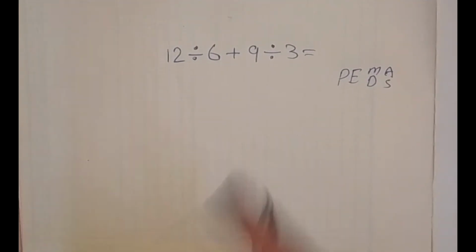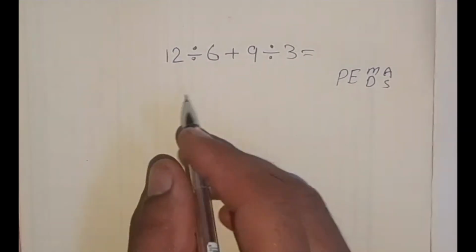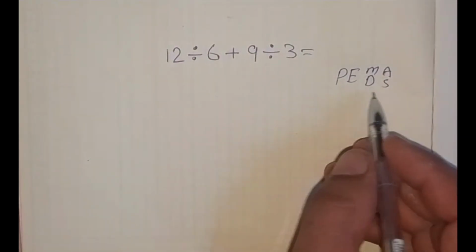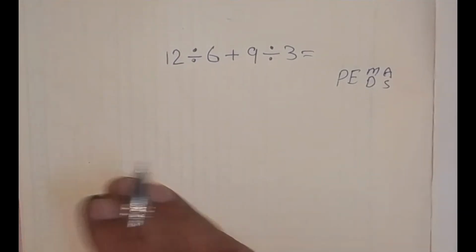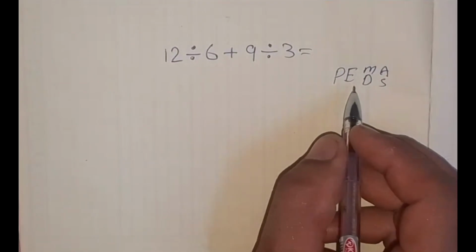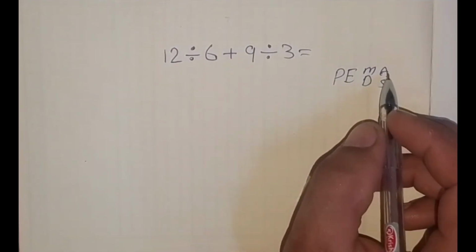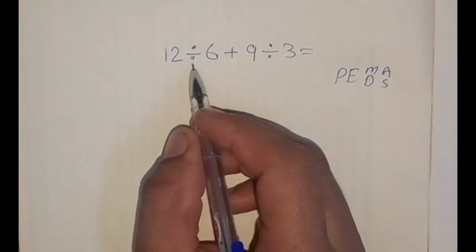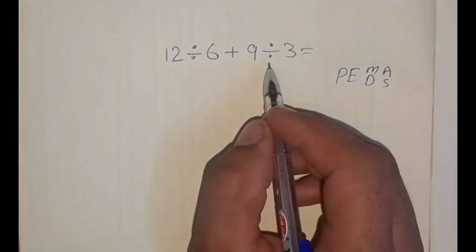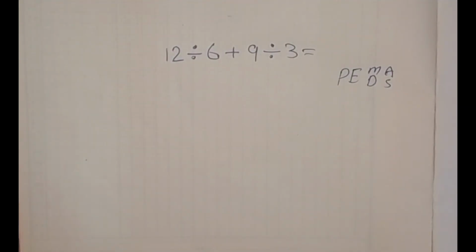Today we find the value of this fraction. Now we solve this fraction by the rules of mathematics, PEMDAS. According to PEMDAS rules, first we solve parentheses, then exponent, then multiplication and division, and then addition and subtraction. Now we have one division here and one division here and one addition.